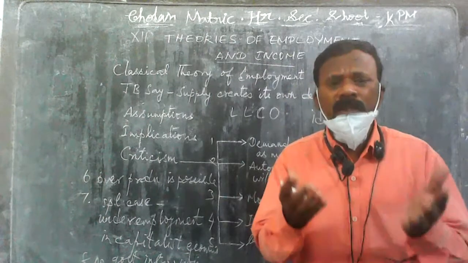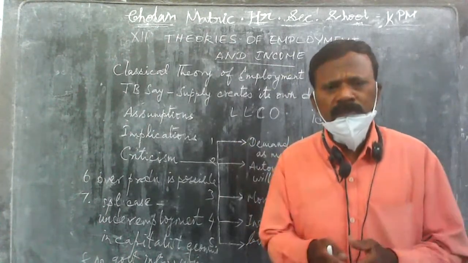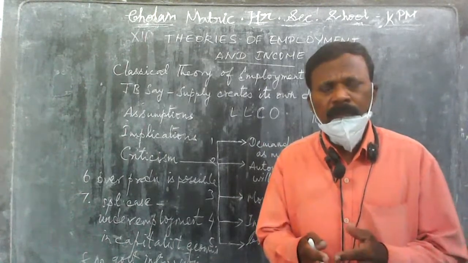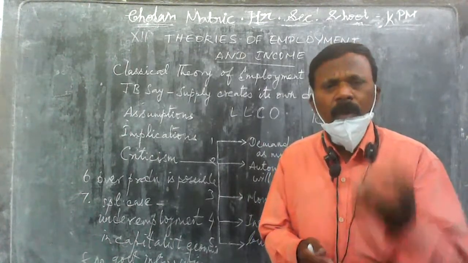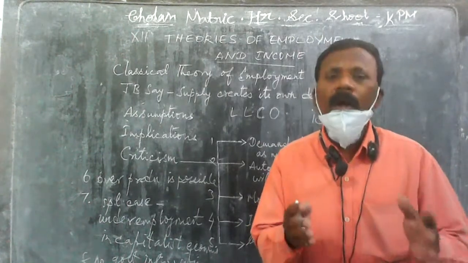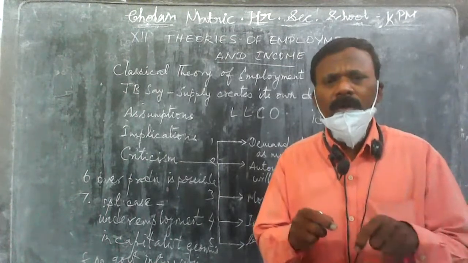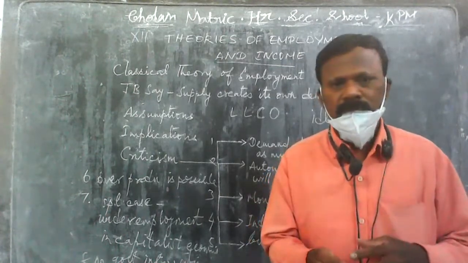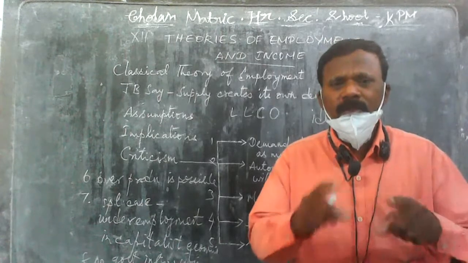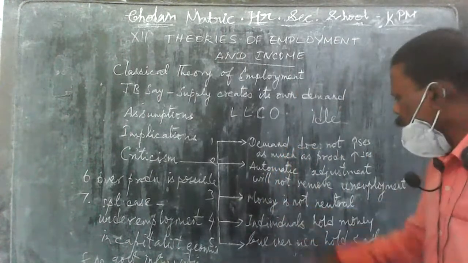So unforeseen. Sometimes a tsunami occurs. It's unforeseen. So individuals hold money for unforeseen contingencies, while businessmen keep cash reserves for future activities. That is why money is not neutral. Okay.